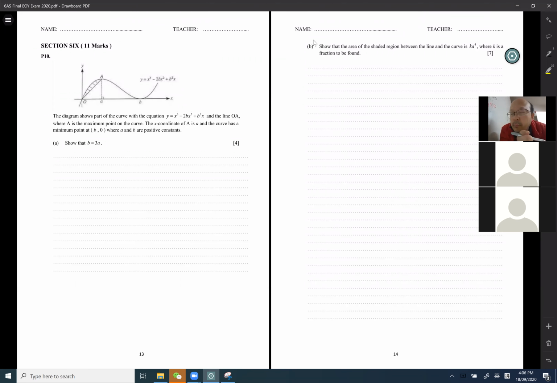This one, we didn't read the question. We know it's about integration because it's the area. Let's check this one together.